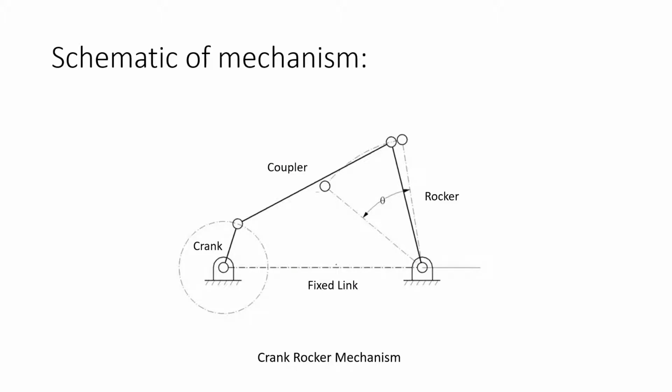The mechanism selected was crank rocker mechanism, the schematic of which can be seen. We have a fixed link, a crank, a coupler and a rocker. The crank is free to rotate 360 degree about a fixed point. The coupler connects the crank and the rocker, because of which the rocker is able to oscillate about a fixed point and the end point of the rocker traces an arc.